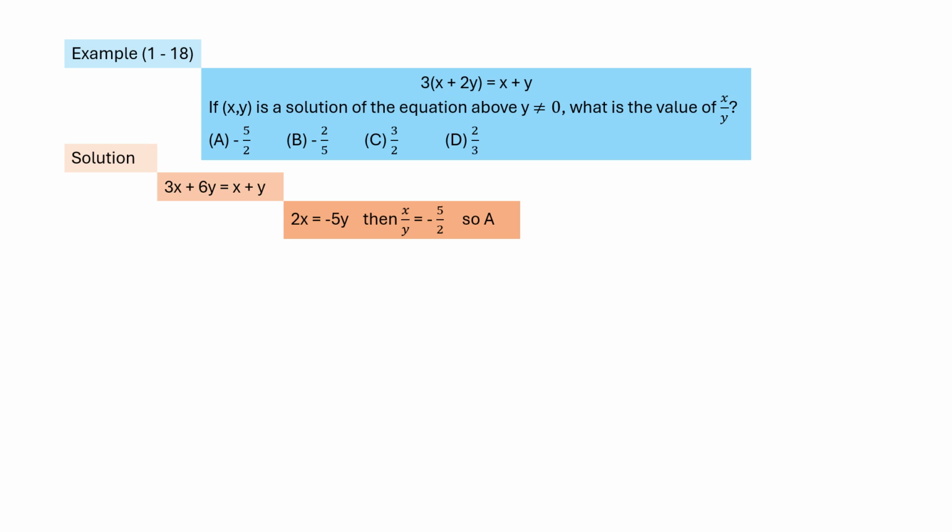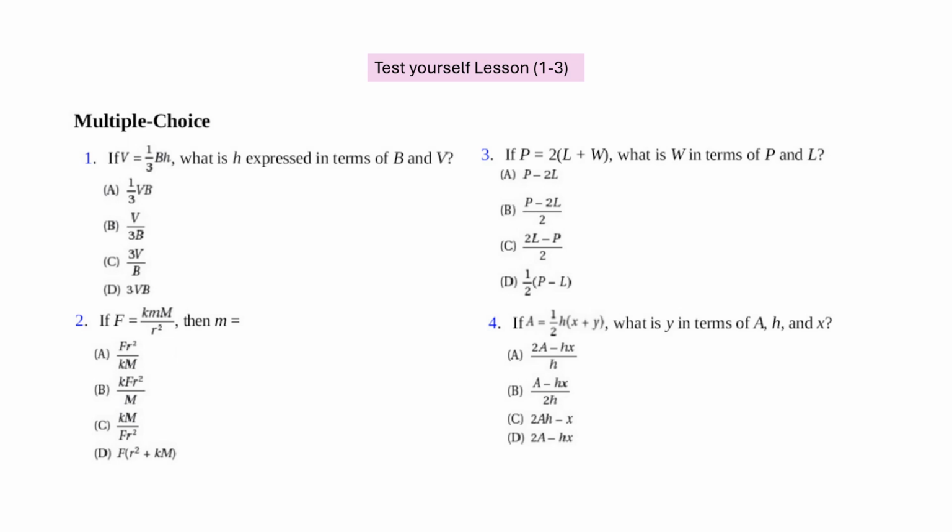So you get 2x equals negative 5y. Then get x over y, which is negative 5 over 2. So the answer will be A.